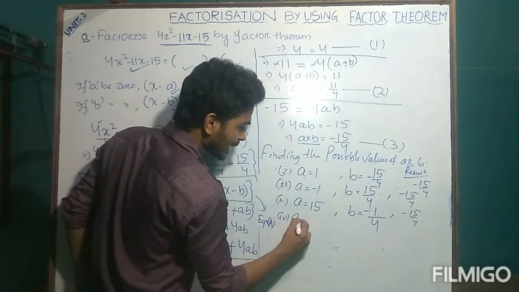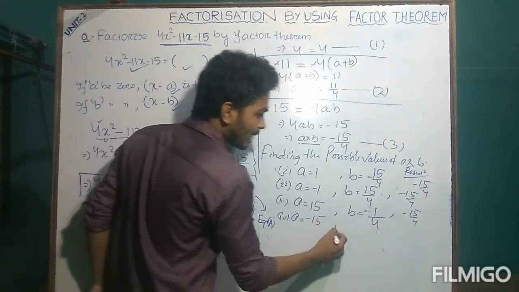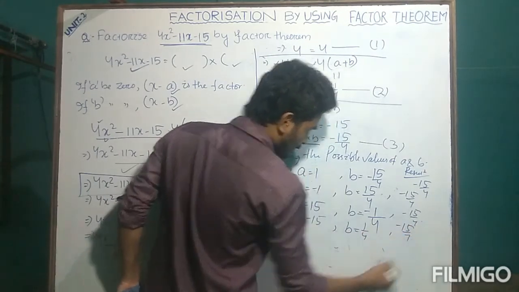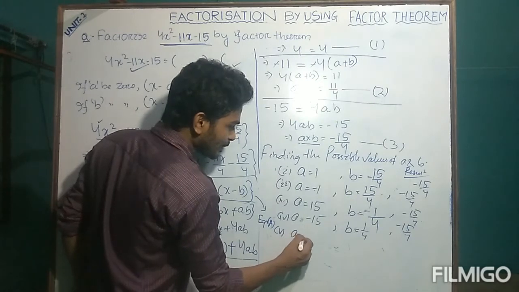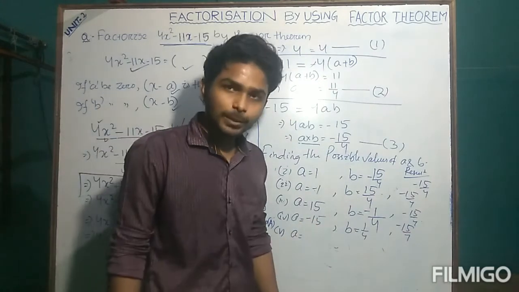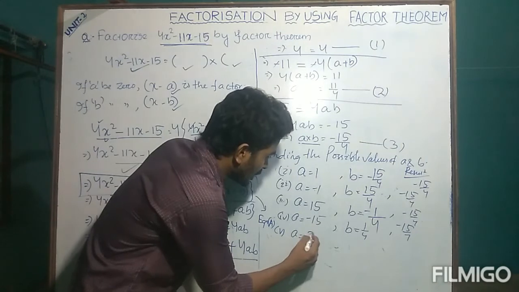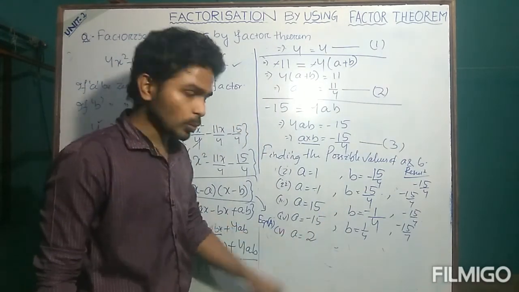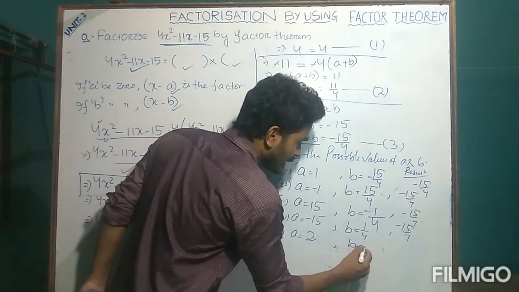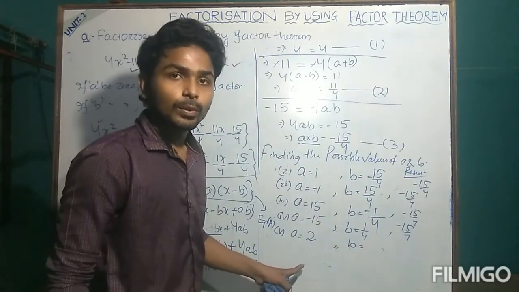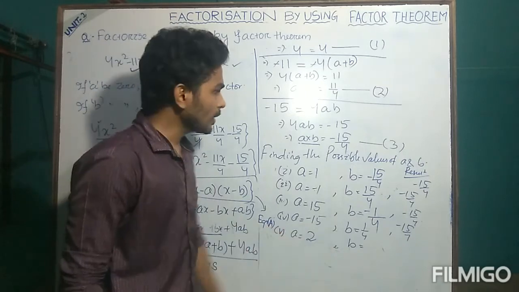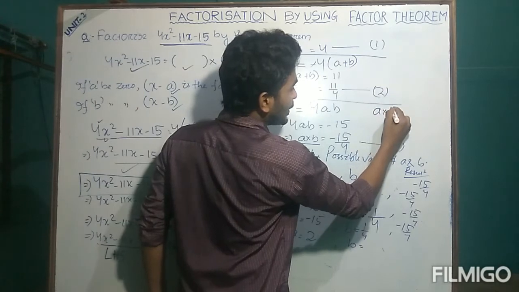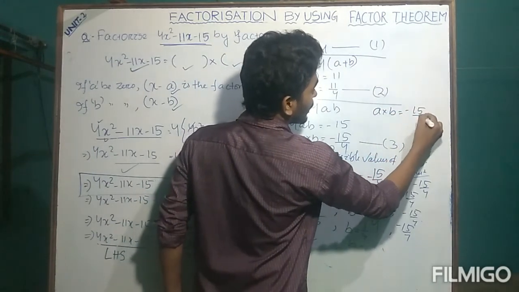Then the fourth assumption: a can be taken as minus 15. If a is negative, then b will be positive. So the result will be minus 15 by 4. Or the fifth assumption: we can take a to be 2. Then what will be the value of b if a is 2? How can we find the value of b? Let us imagine, as we have a into b is equal to minus 15 by 4.